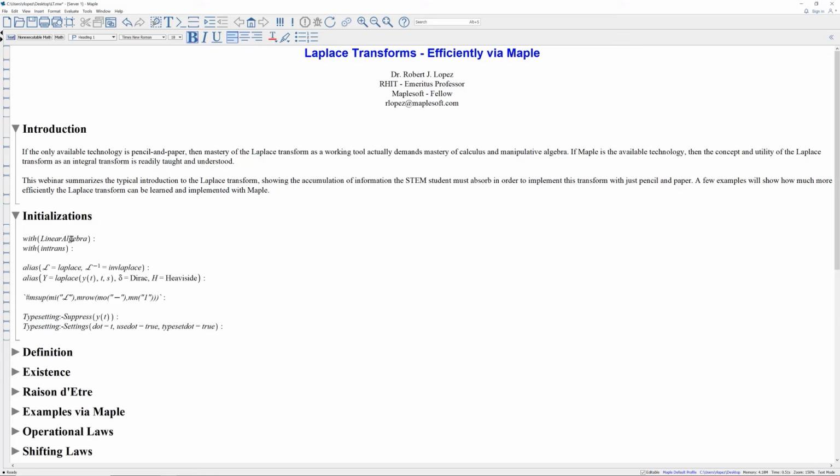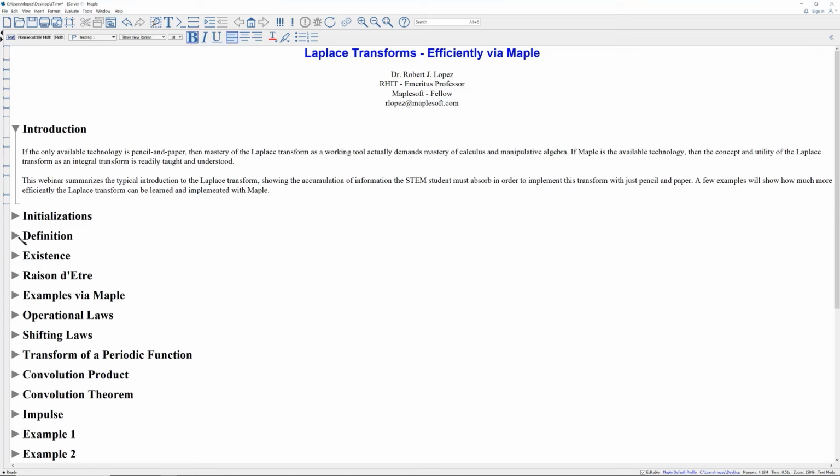I'm going to make use of something in linear algebra. I need the intrans package to get at Laplace, the Laplace command. Some aliases: this script L for Laplace, and this L inverse, this is an atomic variable. This is the coded version of this atomic variable. Capital Y for the Laplace transform of little y, delta for the Dirac function, H for Heaviside, and a couple of typesetting things so that y and its derivatives are printed nicely.